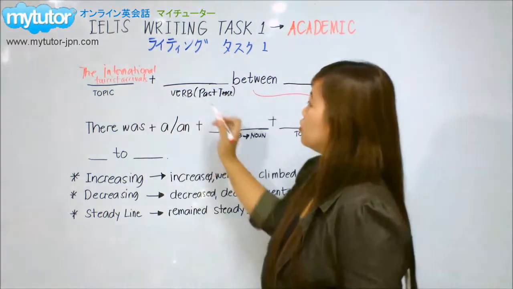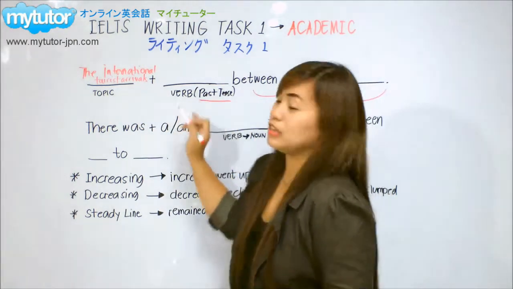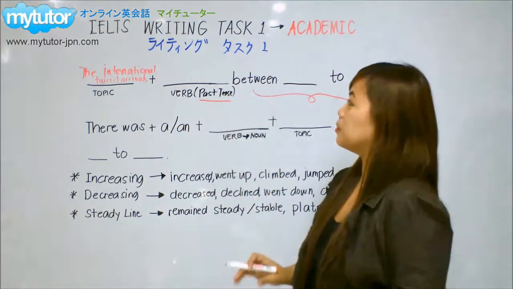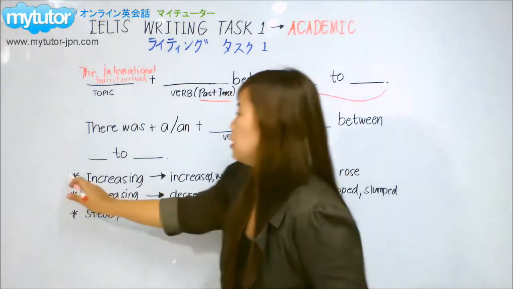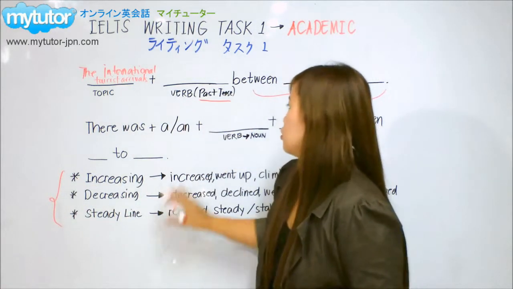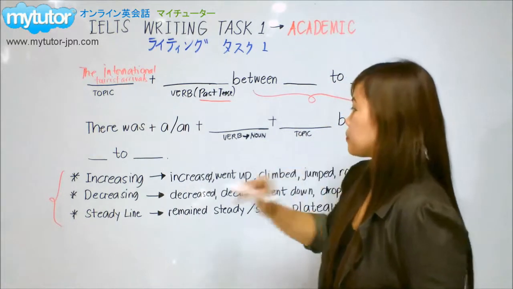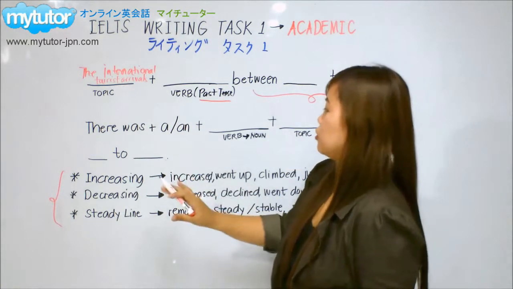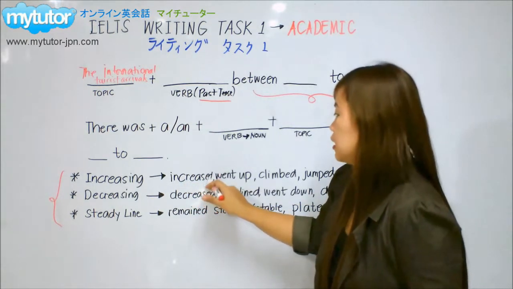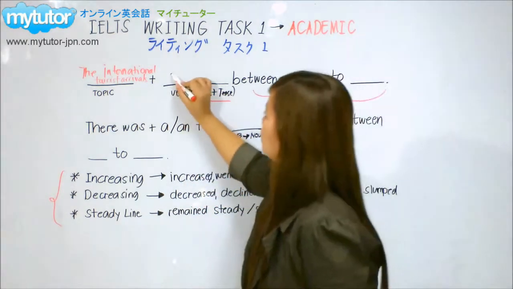Plus the verb. As you notice, it is a verb in the past tense. Below we have the describing movements of our graphs. Say for instance, if your graph shows that it's increasing, you notice here this is past tense, let's say increased.